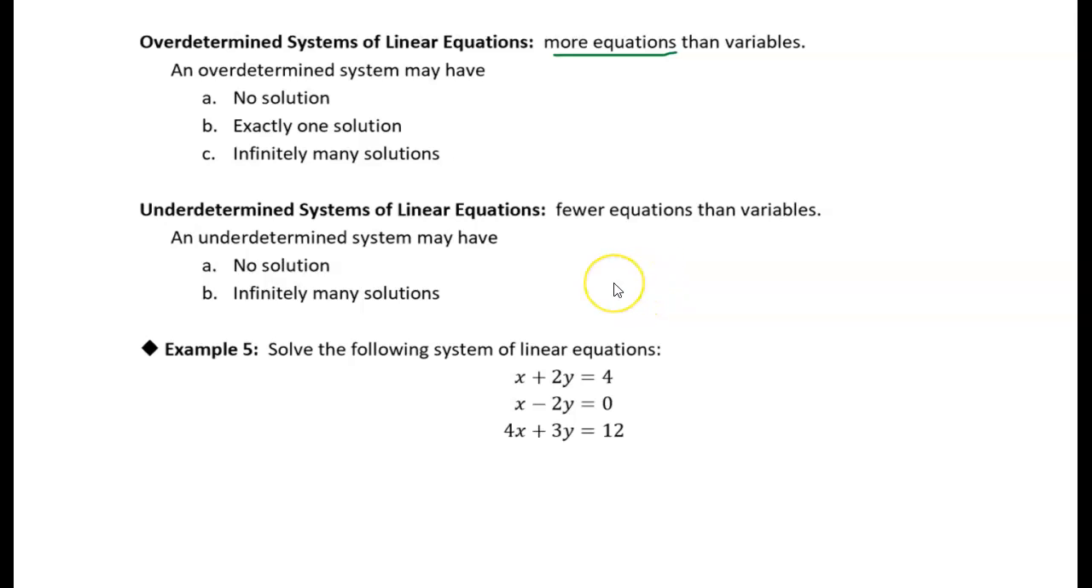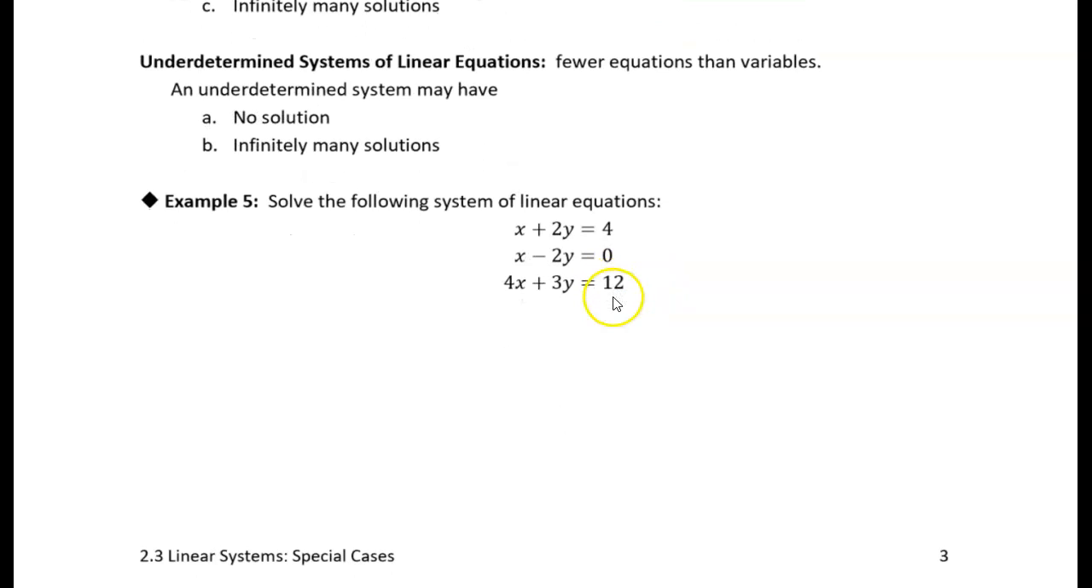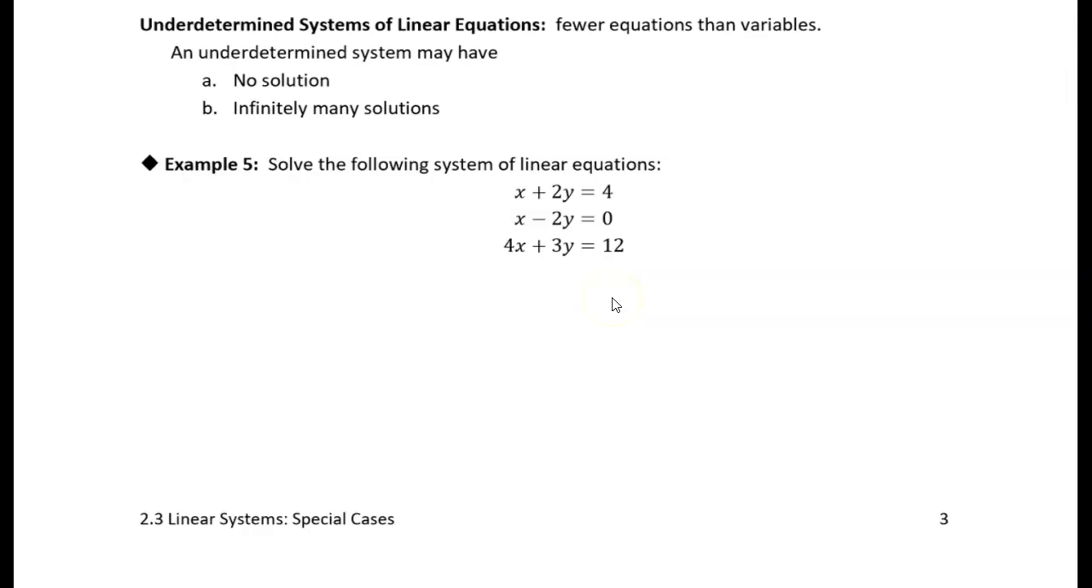All right, so let's take a look. Here we have an overdetermined system of linear equations because we have three equations and three unknowns. So we would consider this to be overdetermined. But we're just going to approach this the same way that we would with Gauss-Jordan. We'll just use Gauss-Jordan to try to solve this system of equations.